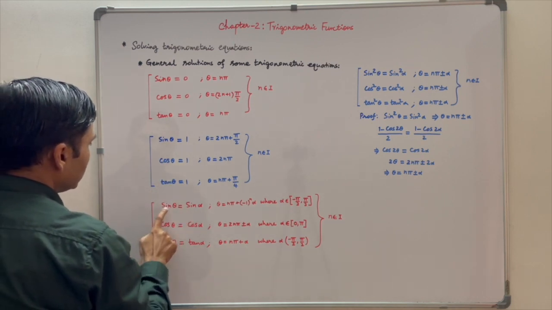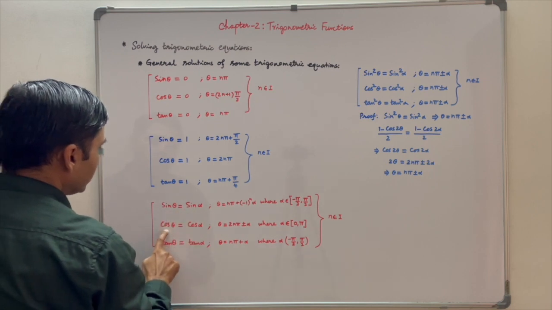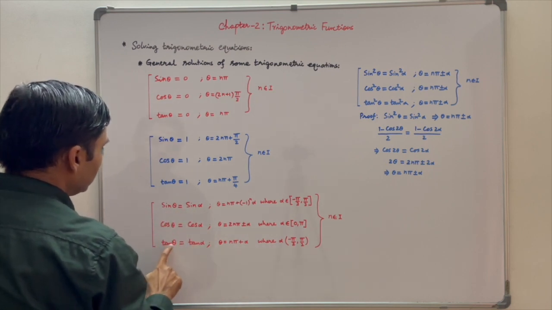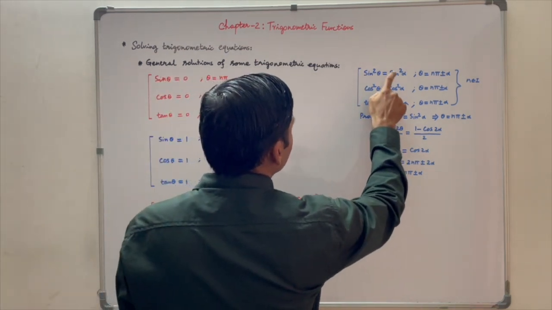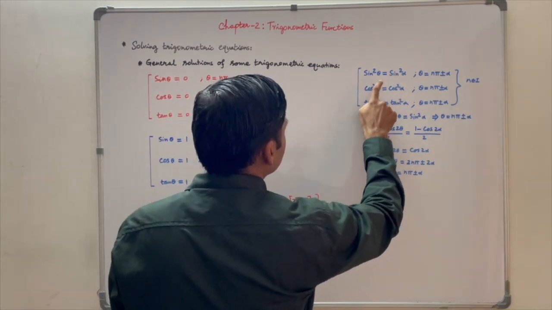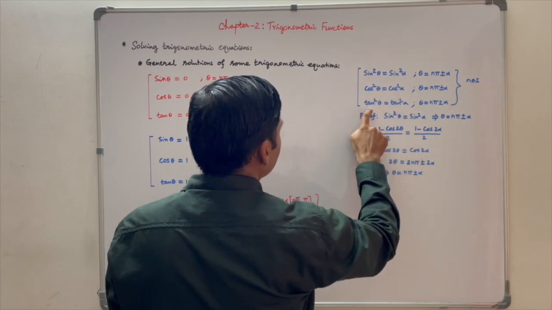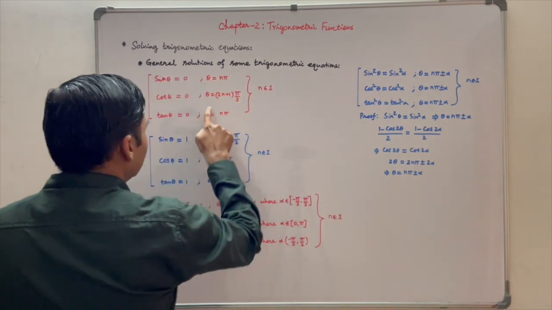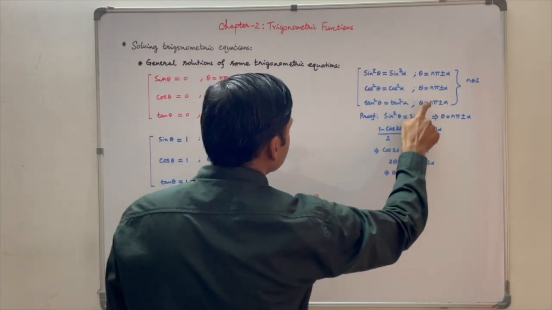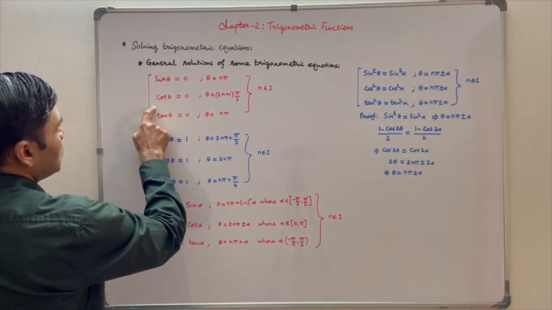In third case, sine theta is equal to sine alpha, cos theta is equal to cos alpha, tan theta is equal to tan alpha. And in fourth case, sine square theta is equal to sine square alpha, cos square theta is equal to cos square alpha, tan square theta is equal to tan square alpha. Then these are the general solutions written against them. This is easy to understand.